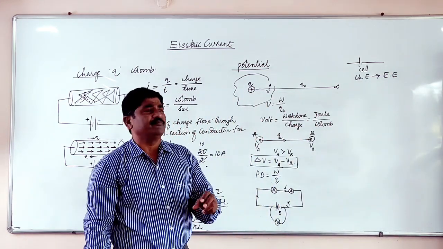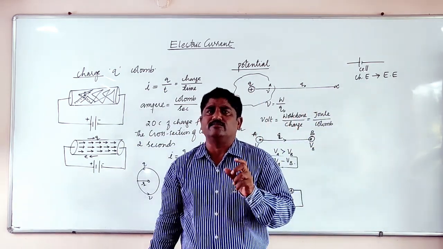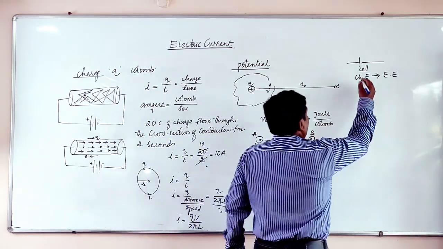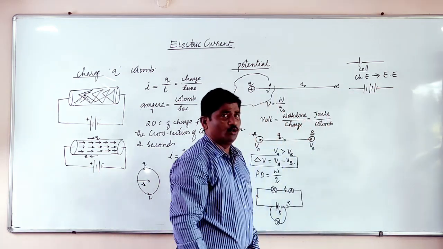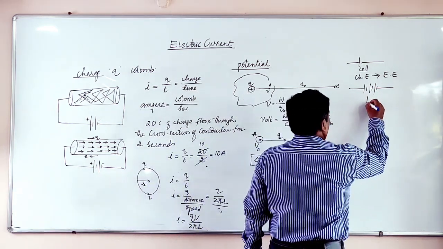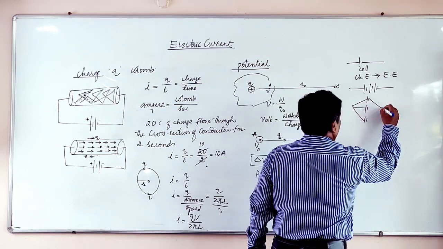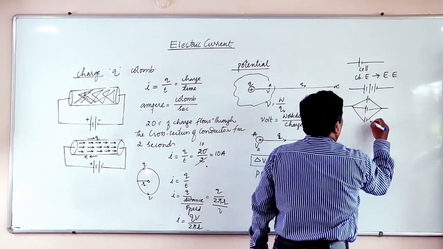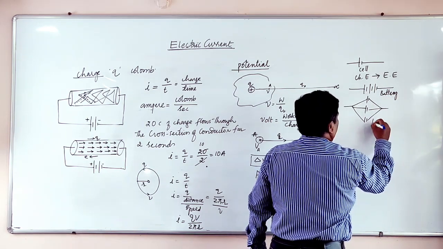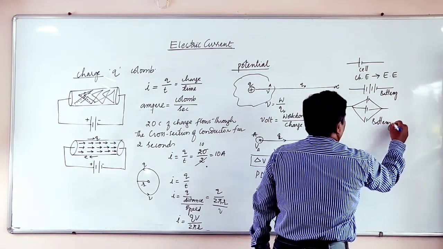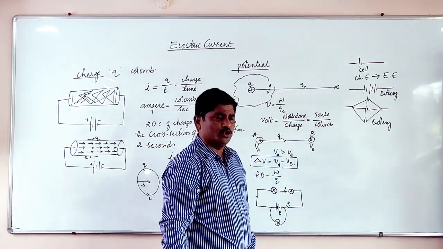The device in which chemical energy is converted into electrical energy is called a cell. When these cells are connected in a group, in series or parallel, that group of cells is known as a battery. This is a battery with cells in series, and this is a battery with cells in parallel. But in this case the energy is very less, however many cells are joined.